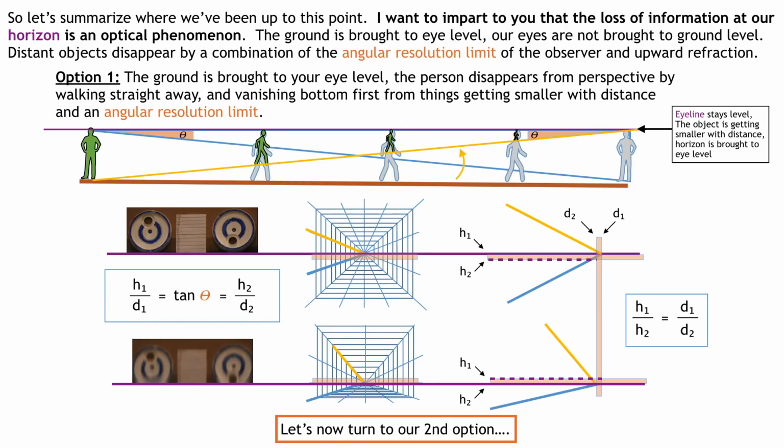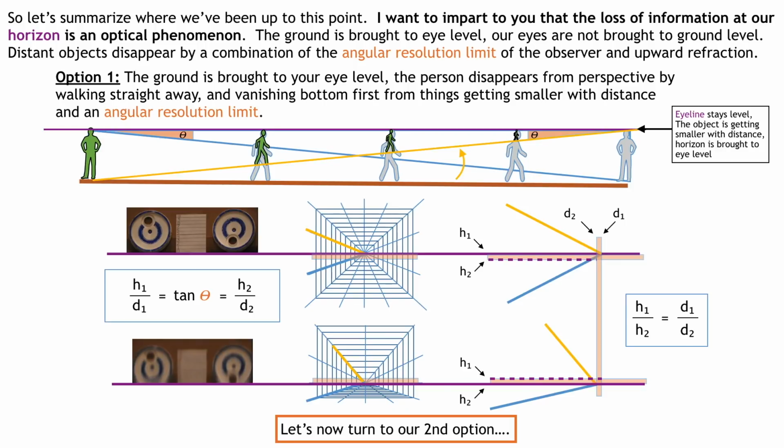So let's summarize where we've been up to this point. I want to impart to you that the loss of information at our horizon is an optical phenomenon. The ground is brought to eye level. Our eyes are not brought to ground level. Distant objects disappear by a combination of the angular resolution limit of the observer and upward refraction phenomenon. So option 1, again, the ground is brought to your eye level. The person disappears from perspective by walking straight away and vanishing bottom first from things getting smaller with distance and an angular resolution limit. And here are some of the examples that we've gone through to this point.